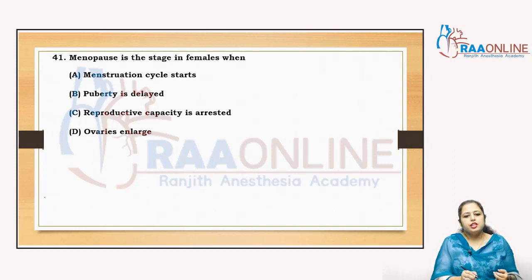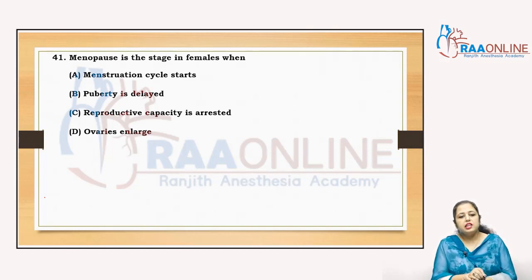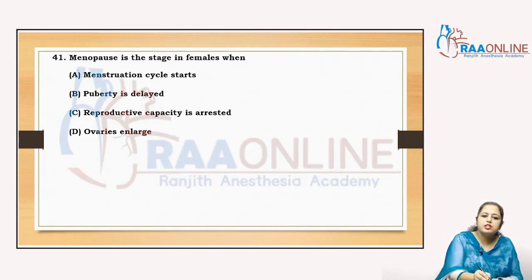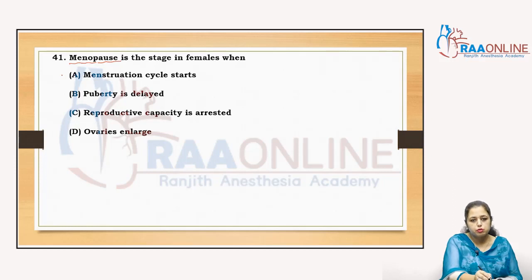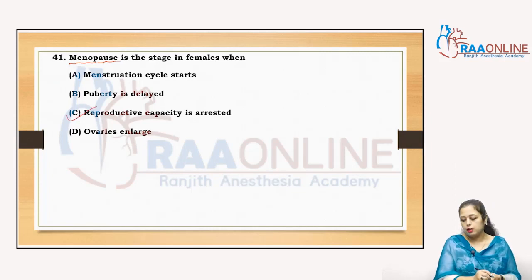Menopause is the stage in females when the reproductive capacity is arrested, that is the stoppage of the menstrual cycle. Complete stoppage of the menstrual cycle is known as the menopause, which occurs at old age, that is 45 to 55 years of age. So the answer is C, right?